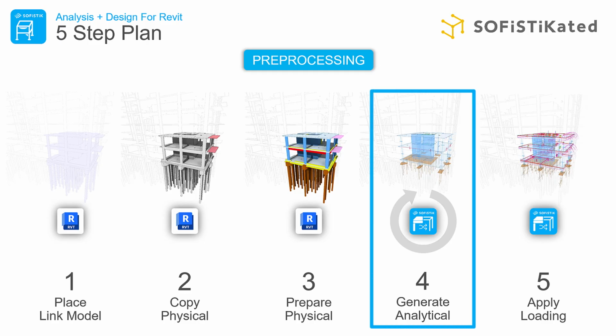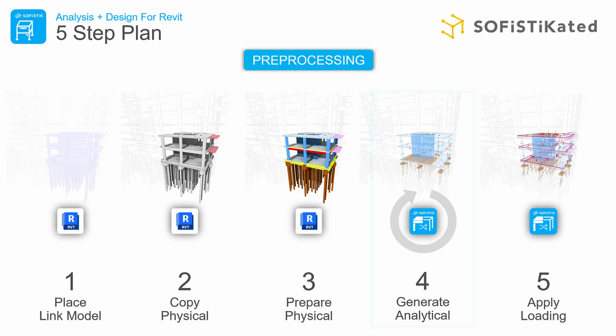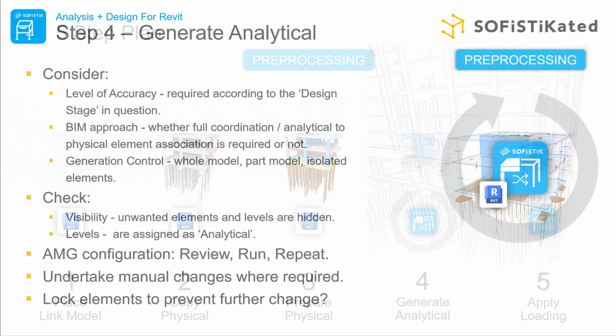In step 3, we prepared our physical model. We will now use the Analytical Model Generator, AMG, by SOFiSTiK to generate the analytical model. AMG streamlines the process of integrating structural analysis into the building information modeling workflow by generating and updating analytical models based on the physical model's geometry and user-defined configuration.